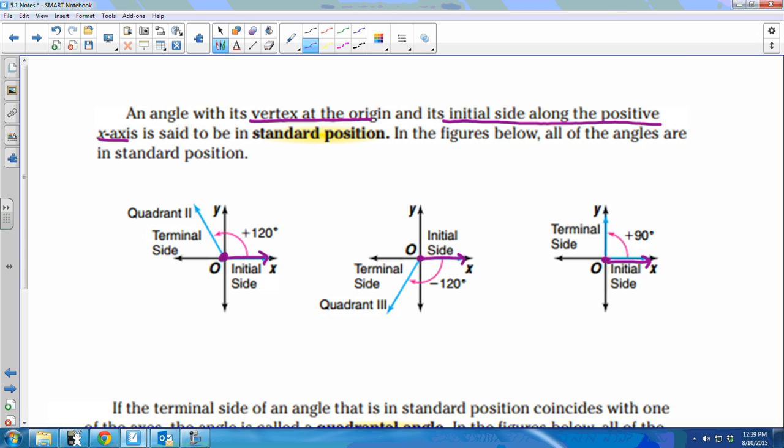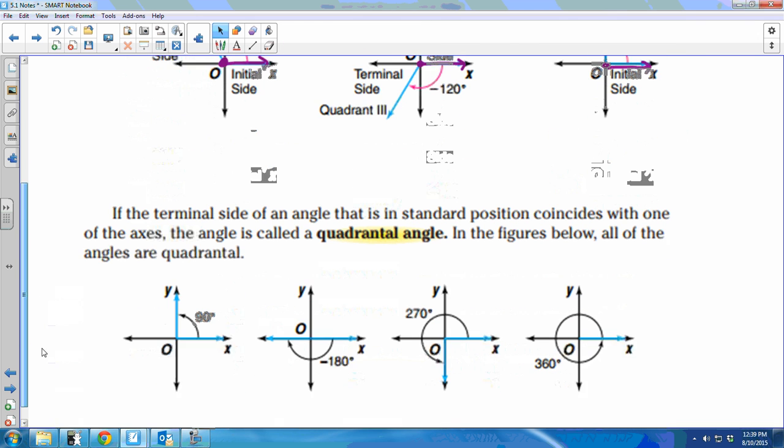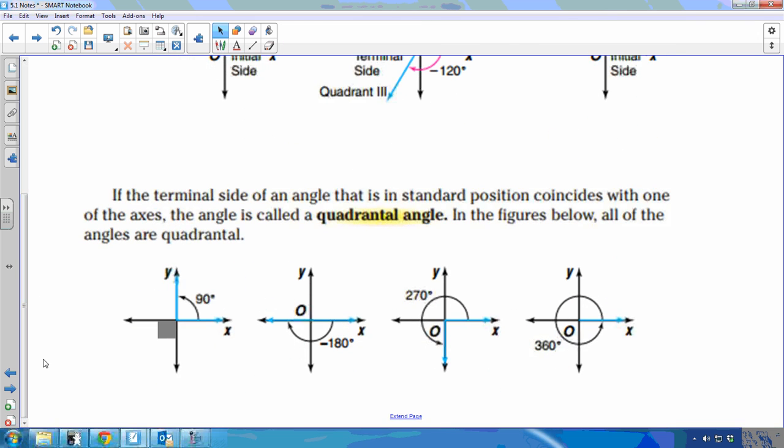Another definition really quick. A quadrantal angle is just an angle in standard position, but both the initial and terminal side are on an axis. That's all that means. So the sides are on axes somewhere. Does that make sense?